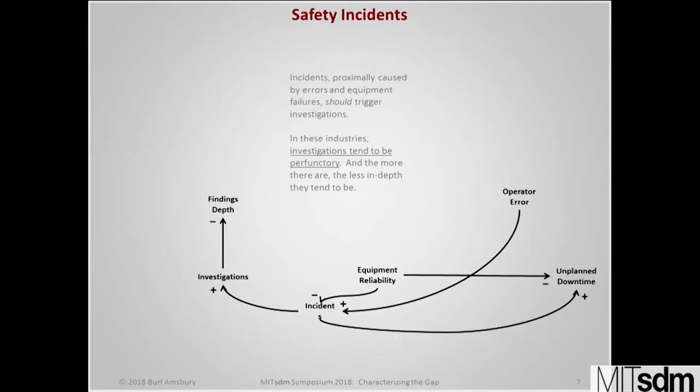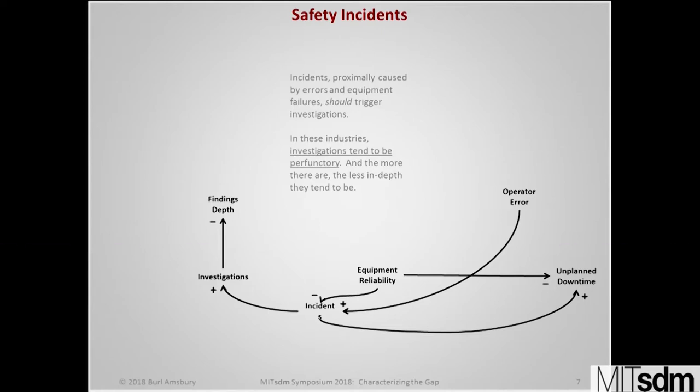All right, so besides profit, another important metric for these kinds of industries, as you would hope and expect, is safety, process safety in particular. So these organizations almost all have some kind of investigations program. Investigations should always be triggered by any incident, and an incident in this world could be an accident, or it could also be an event that could have been an accident. So all accidents are incidents, but not necessarily the other way around. All incidents should trigger an investigation.